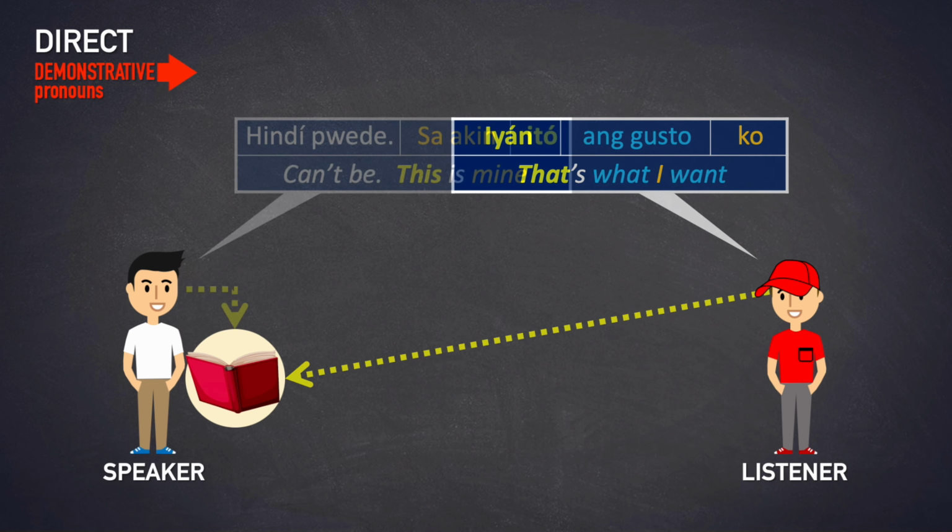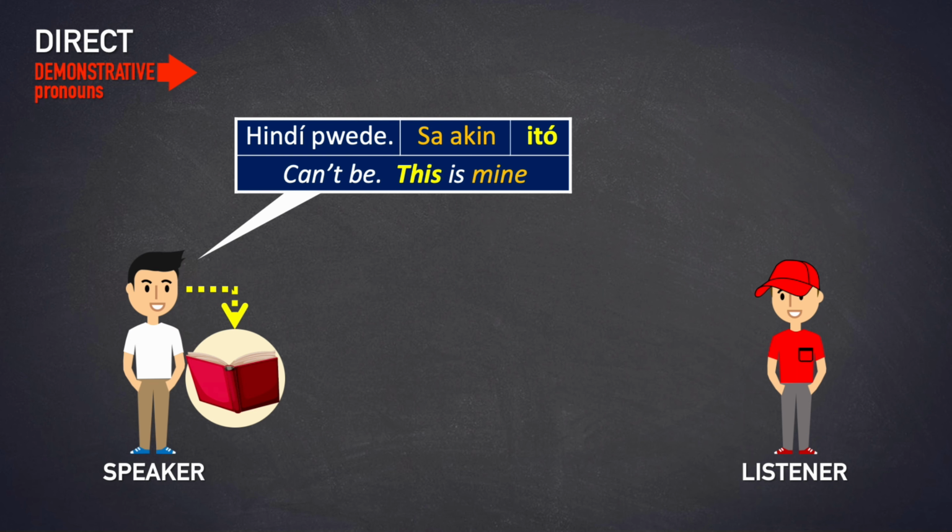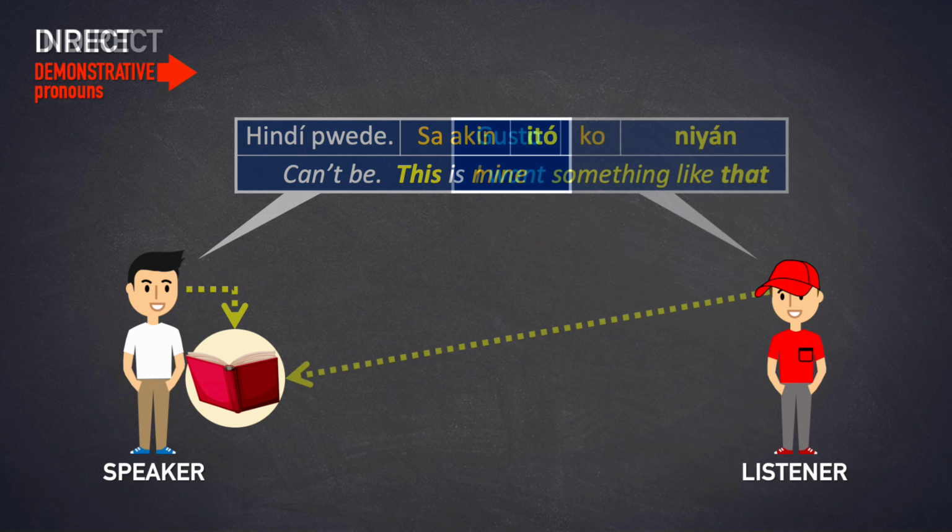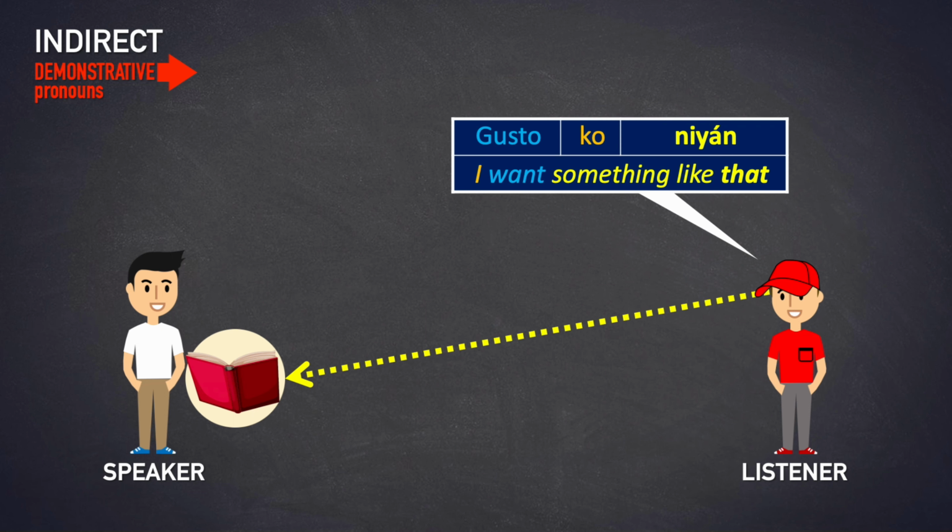That's what I like. Hindi pwede. Sa akin ito. Can't be. This is mine. Gusto ko niyan. I want something like that. Gusto ko ng ganiyan. I want something like that.